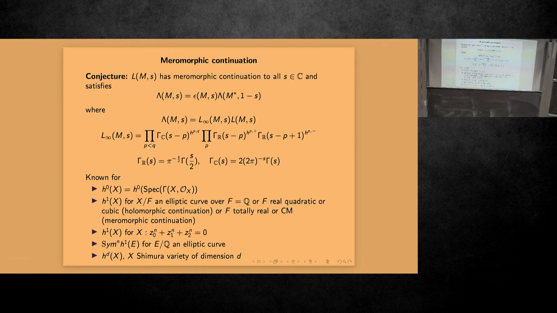In general, if you have a motive over a number field, you can always view it over Q by some induction, and the same thing happens at infinity. So you want gamma C to be gamma R of s times gamma R of s plus 1, and that's why you have to put the 2 in there. Okay, so don't nail me down on the precise normalization, but you definitely want that property that gamma C behaves well under induction.